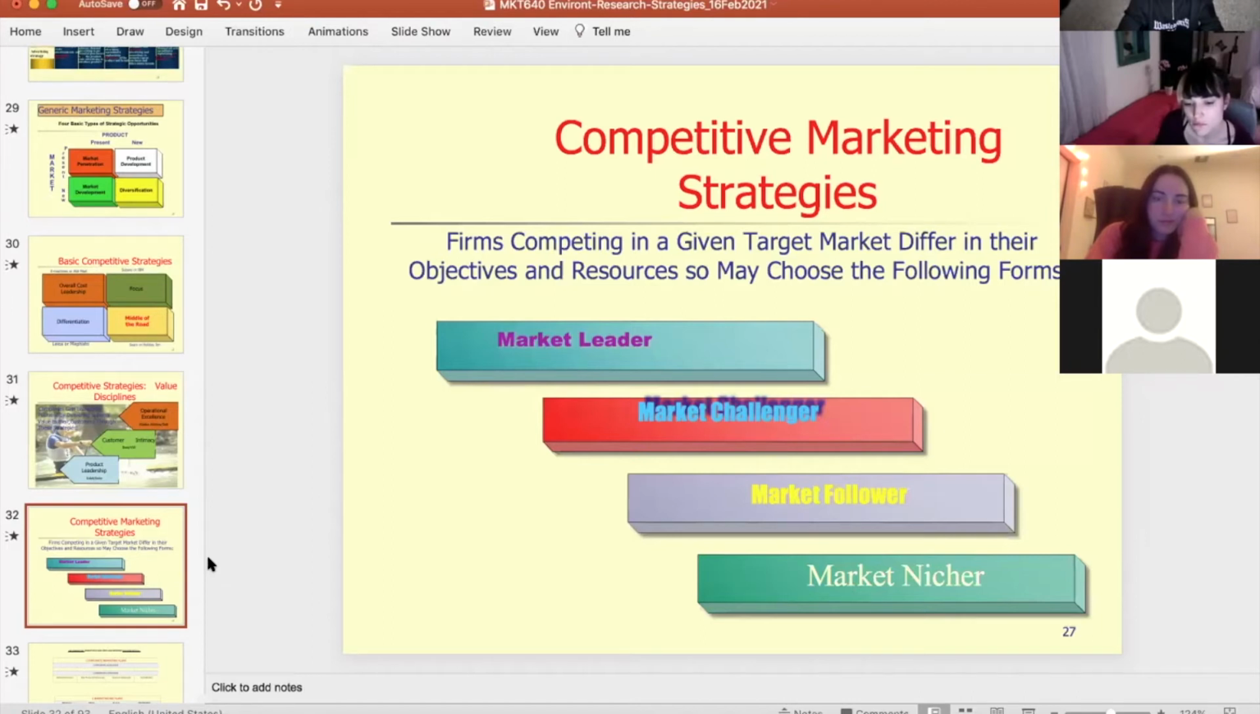Market leader is different from product leadership. Market leader is you want to have the largest market share. So product leadership is you have the number one rated product by JD Power and Associates, number one rated product by the Grammys. Then that's product leadership. Market leader is the one that has the biggest share of the market.